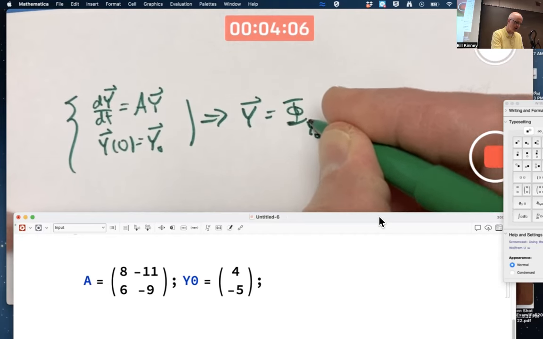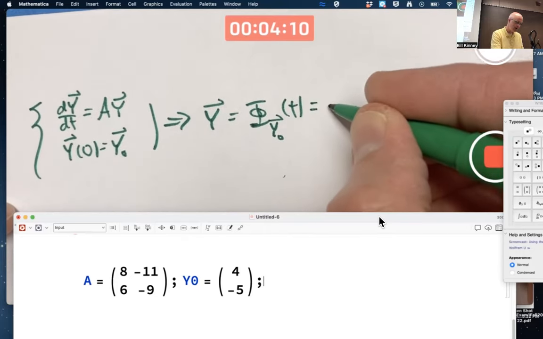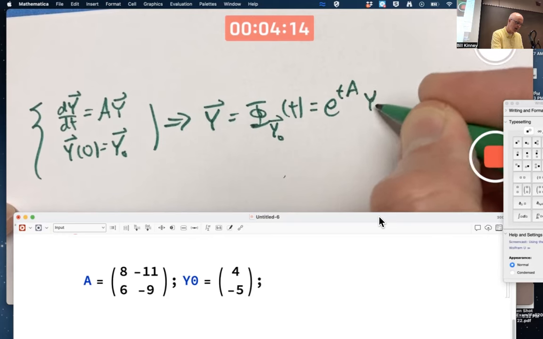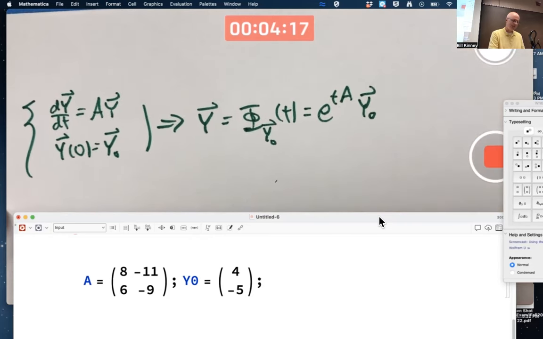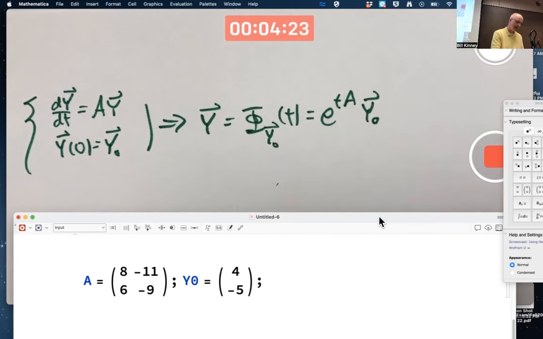the initial condition is, y naught, as a function of time, is found by doing the matrix exponential e to the tA times y naught. But then that begs a question, how do you find the matrix exponentials? So far to this point, we've always used technology.